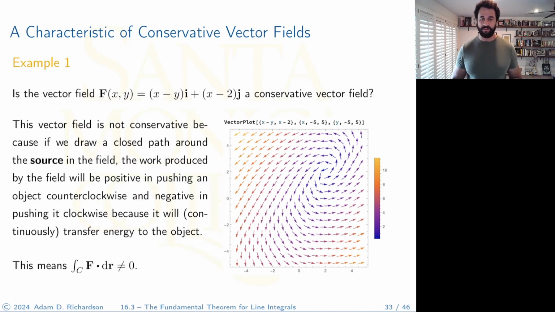So let's see why for a minute here. The reason this vector field is not conservative is because there's a source right here in the field, and the work produced by the field will be positive if you want to push an object around the source this way, or it'll be negative if you push it around this way. And so what's happening is the work done is not going to be 0. So that's one way to see it. Now, if you did one here, everything would be fine. You would actually get that the line integral here is going to be 0. But the moment you do one around this source right here, you're going to get a non-zero line integral. That's the idea.